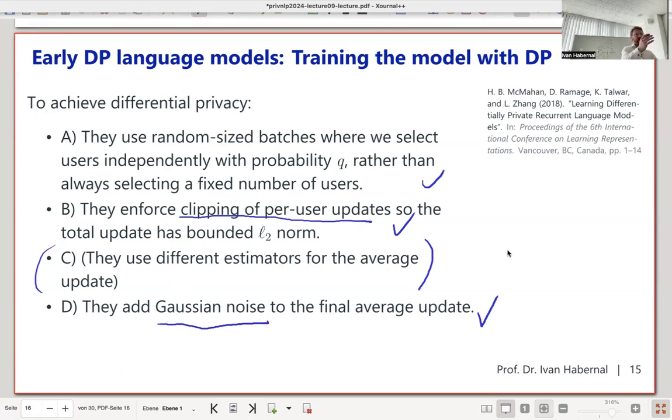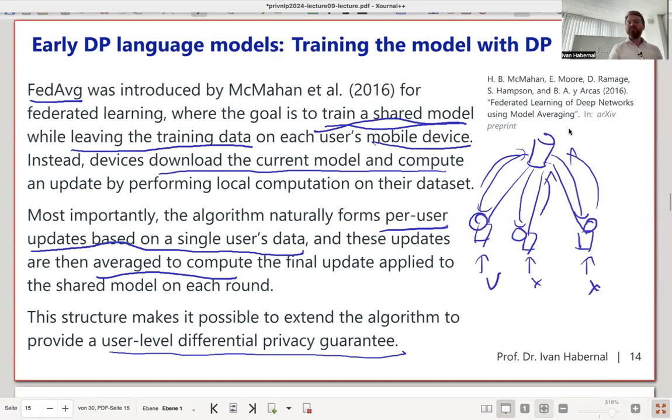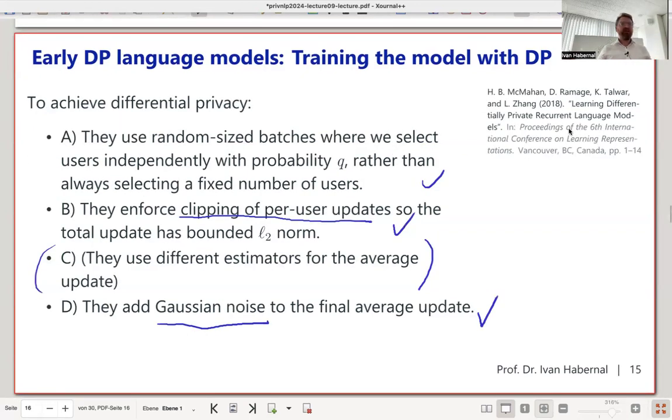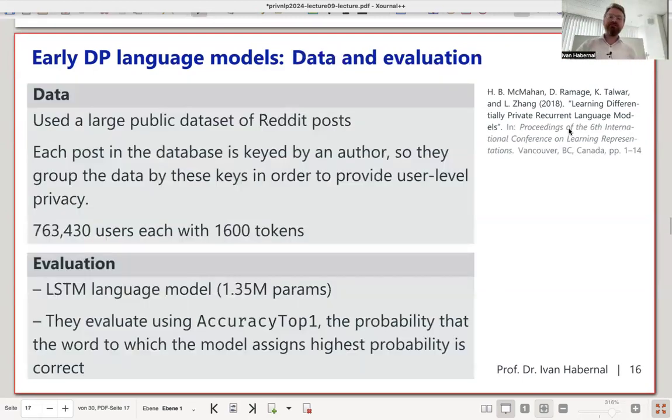Okay, so they combined two things. One is this federated learning with differential privacy to achieve a differentially private language model, which is distributed across mobiles. And here are some details on the data and evaluation. They use a large public data set of Reddit posts. I think this is something we should remember for the later discussion.